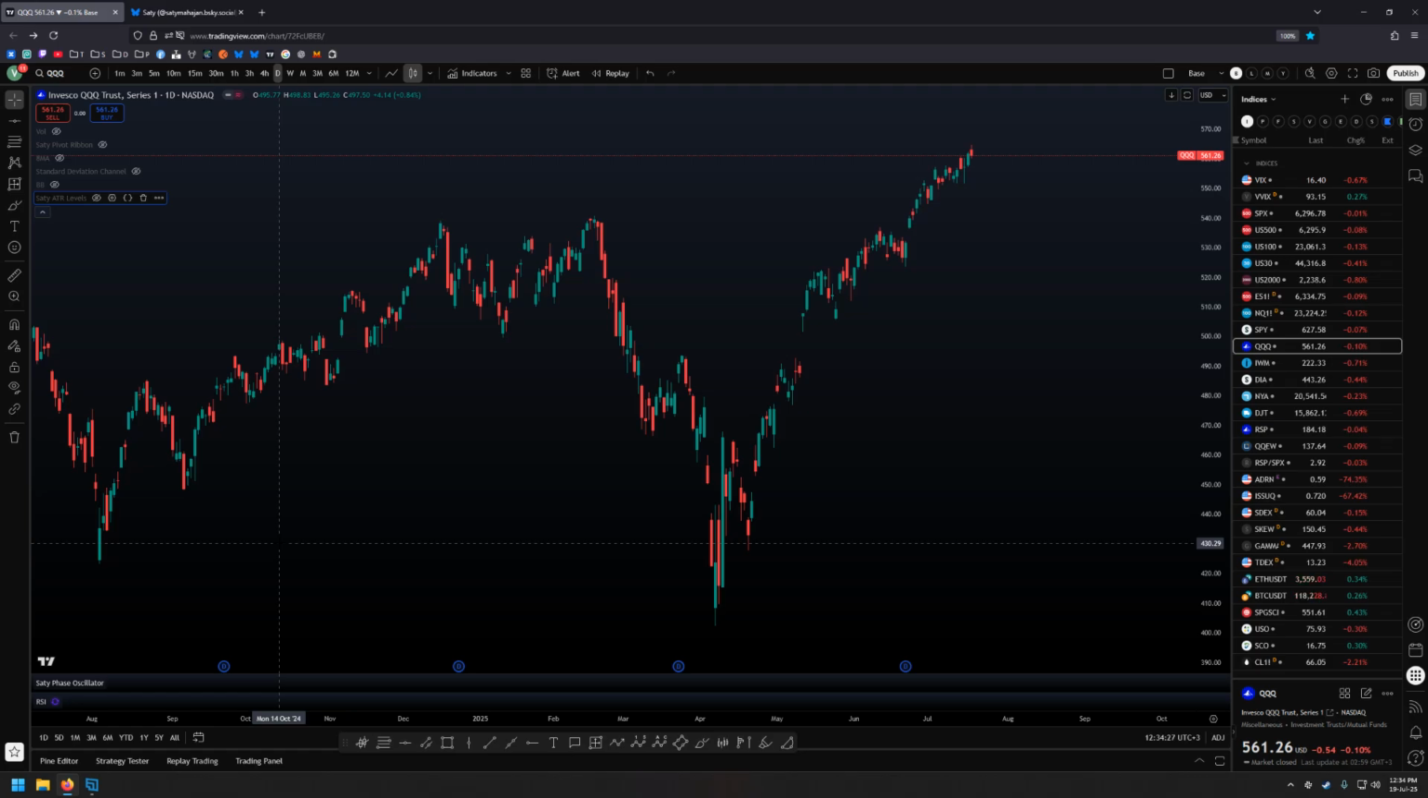Hey everyone, time for something different this week. There's a set of indicators I've been using. If you've been following me, you saw them on the screenshots I posted. And that is the Saty stack.